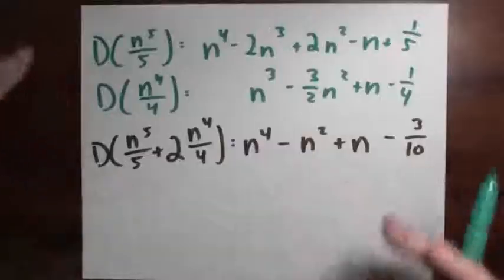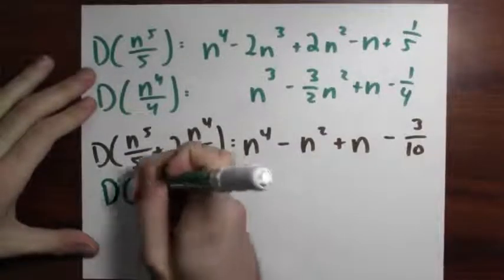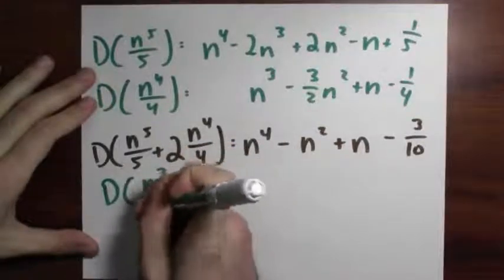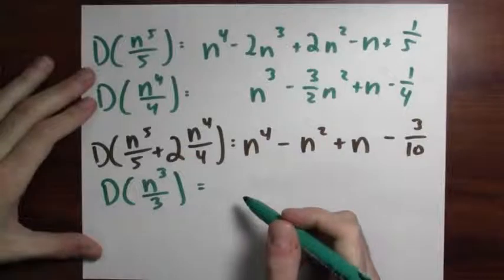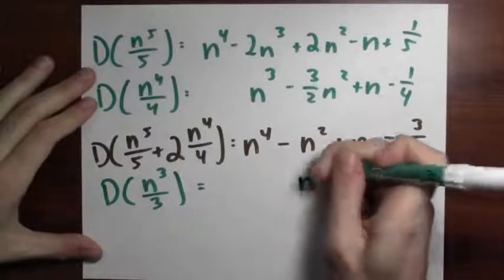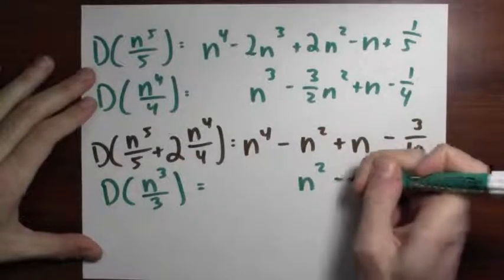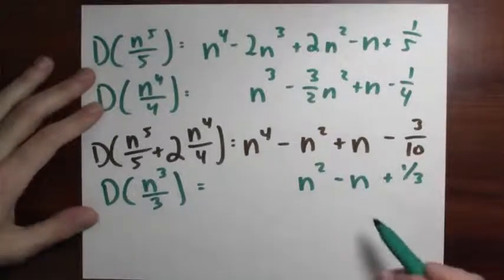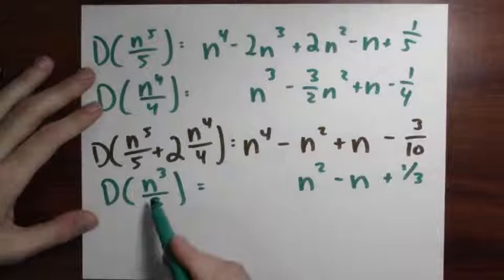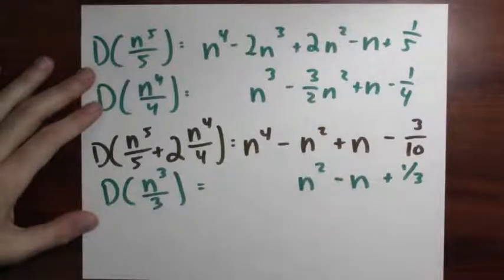I could try to get rid of that n squared term by adding on the differences of n cubed. Well, why does that work? Well, if you calculate the differences for the list of numbers n cubed over 3, you end up getting an n squared minus n plus a third. So if I take this and add this, that'll get rid of this n squared term, right?